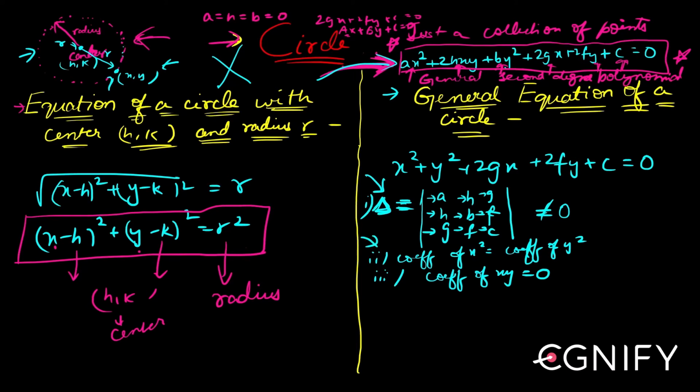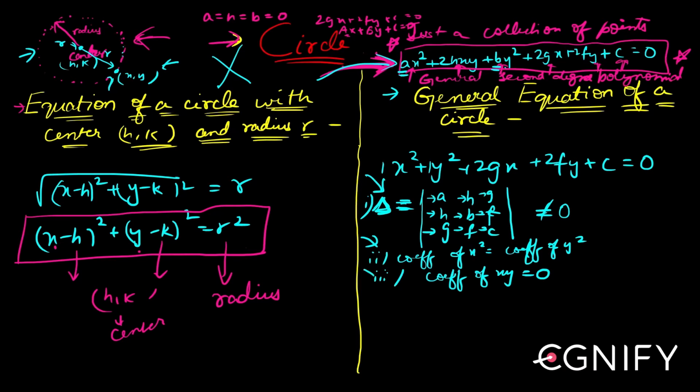The second condition is coefficient of x square should be equal to coefficient of y square. So this a should be equal to b. In fact, ideally it should be 1, right? It should be 1, because we will see the advantages if it is 1. So this is what your coefficient of x square equal to coefficient of y square.